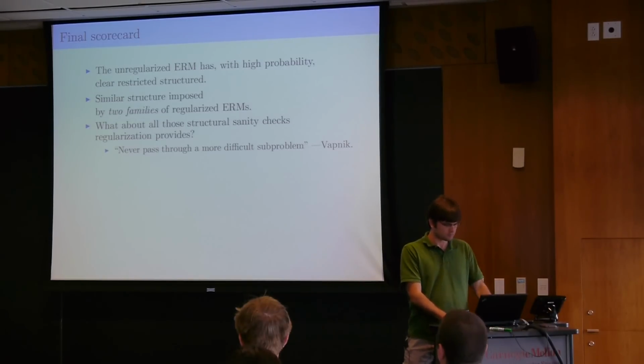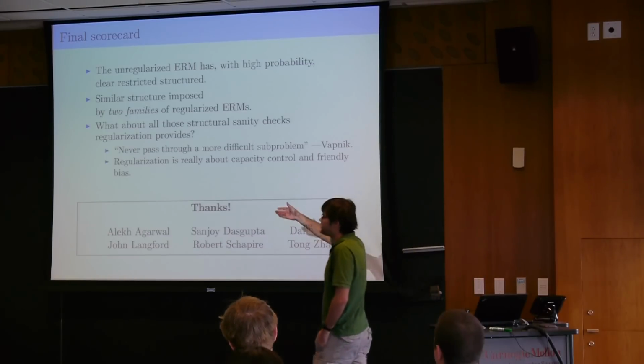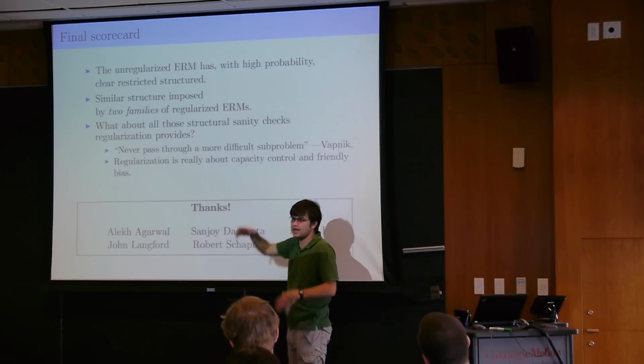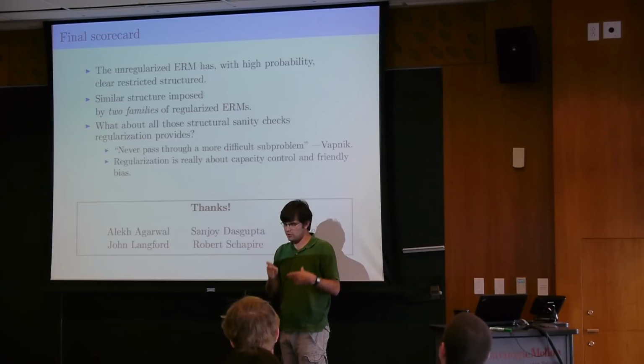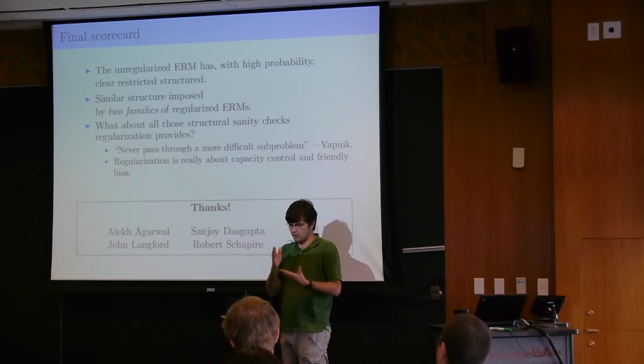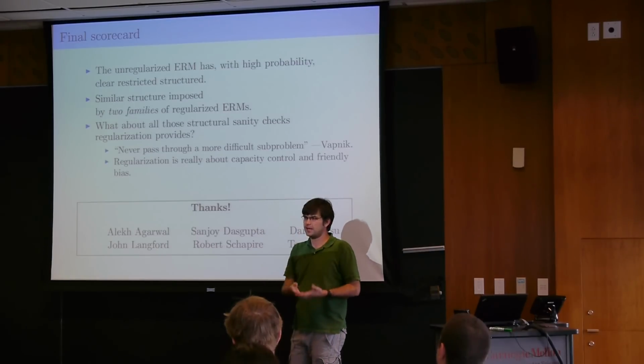And the real reason we do regularization is to control the capacity of our function class and to have some nice friendly bias. We love LASSO because we know that under those conditions, we can construct the matrix, we can make the LASSO find the support. It just solves the problem. And here we also identified, in this margin case, what we care about.